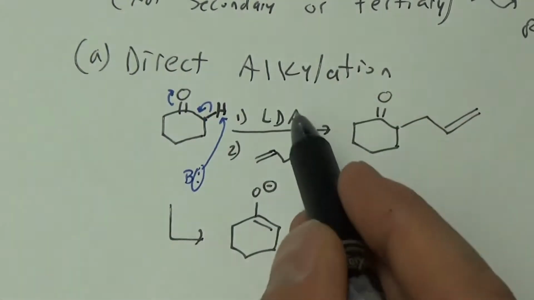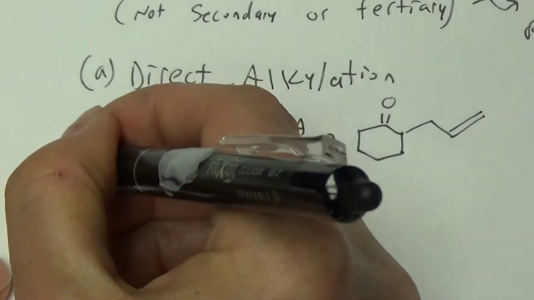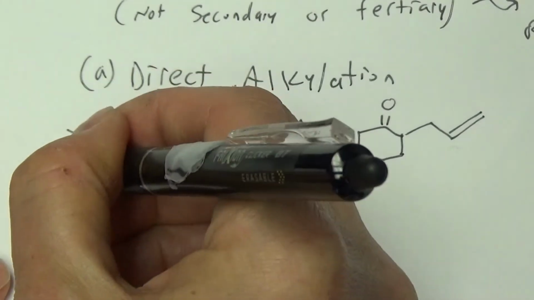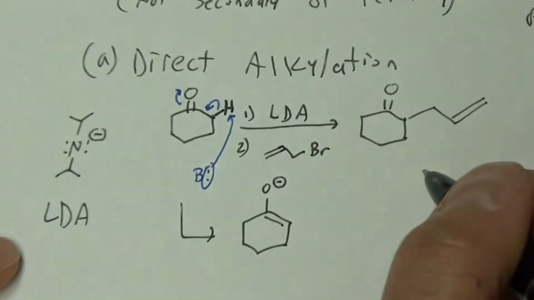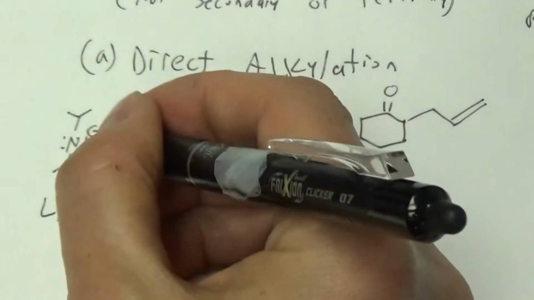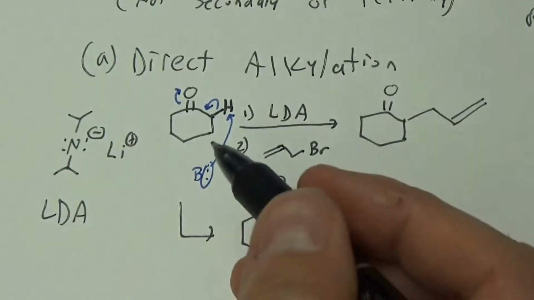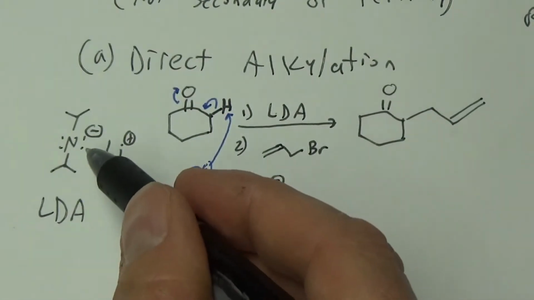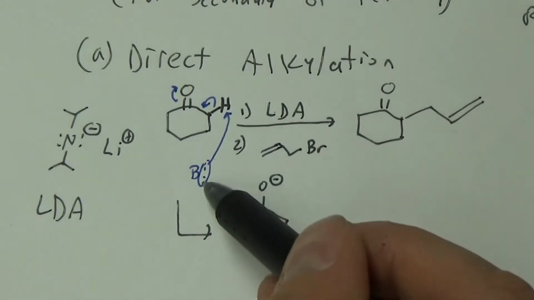Enolate's a nucleophile, that's an electrophile. What's the structure of LDA? Let's just draw it over here. LDA: nitrogen, isopropyl, isopropyl, with two lone pairs, negative, lithium plus. So that's what LDA is. It's a very, very strong base because of the N minus, right? Okay, so anyway, B with two dots abbreviates that. Base takes proton, makes an enolate.